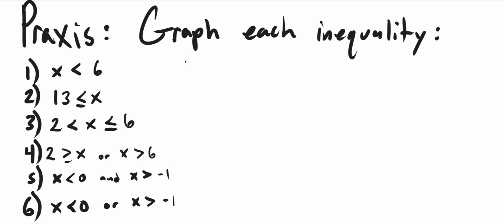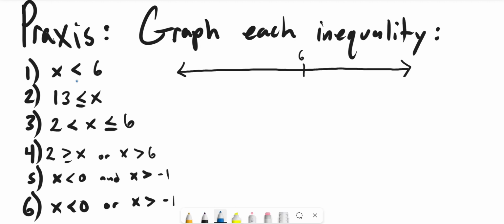Okay, let's see how you did. So the first one, x is less than 6. Make a marker at 6. It's strict inequality, so we leave it open. X is less than 6.